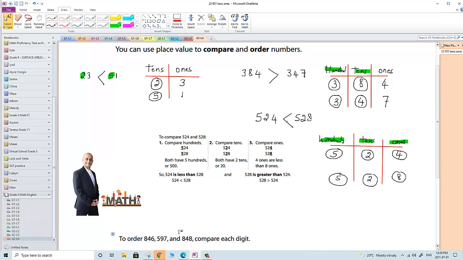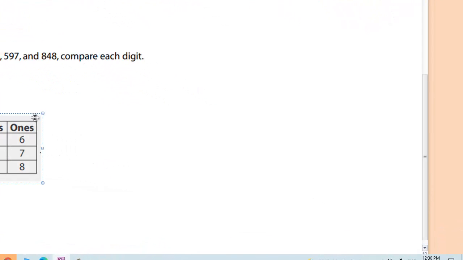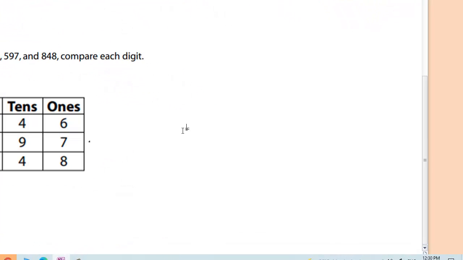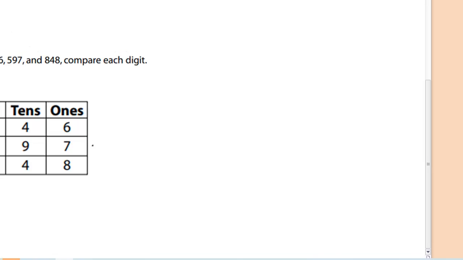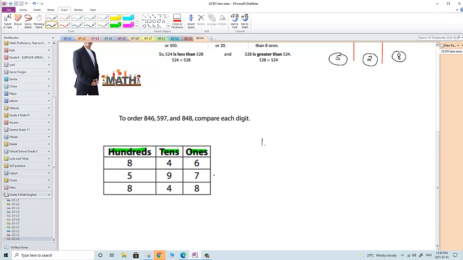If someone tells me to order these numbers, let's say from small to large or from large to small, how can I do it? Again, I don't have a choice. I have to use the place value chart. So I'm going to create columns for the hundreds, for the tens, and for the ones, and I put these numbers like that. Let's say I need to order them from large to small. The teacher asked me to order them from large to small. How can I do it?